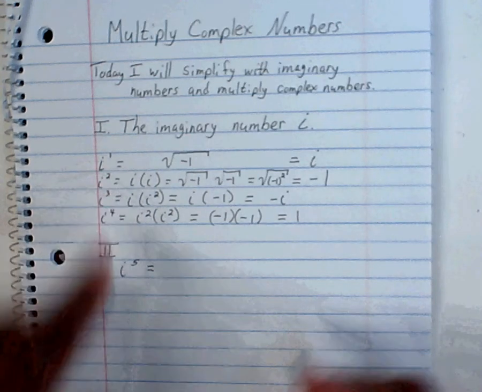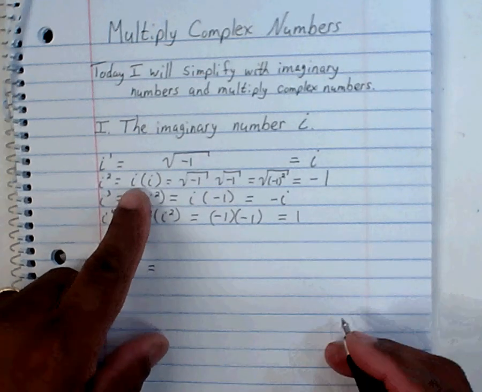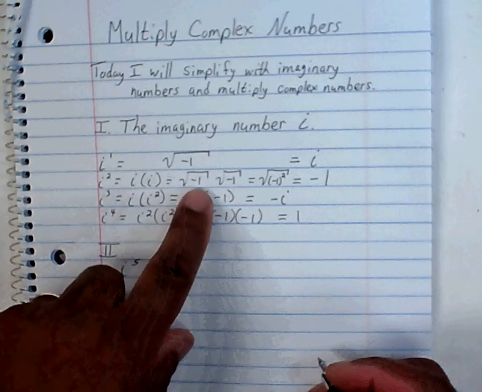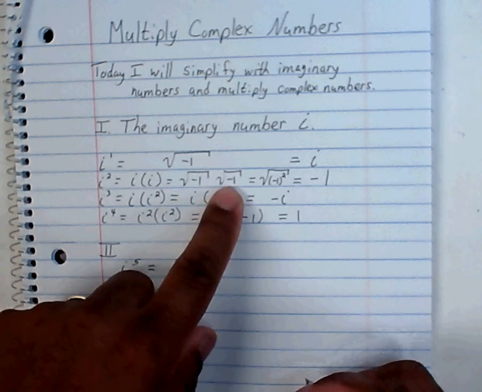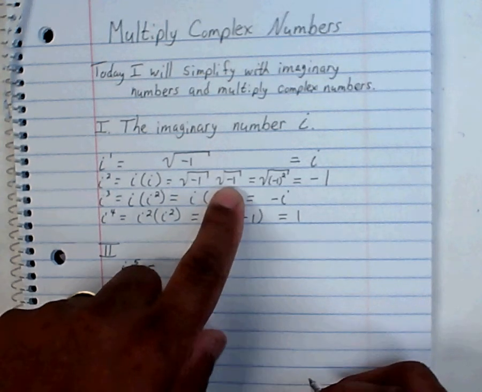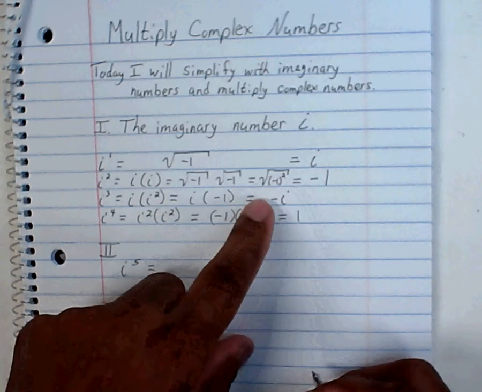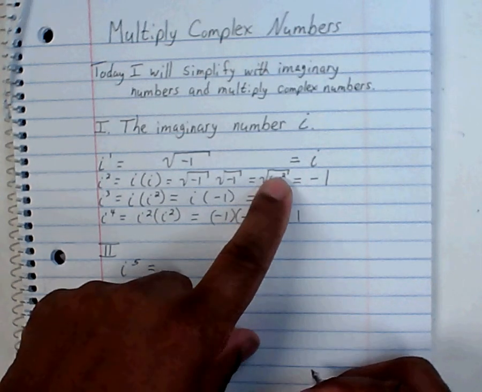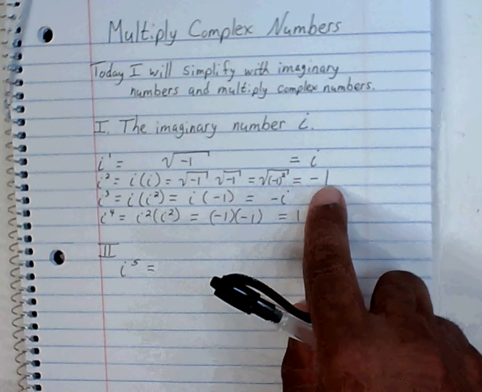If we continue the pattern and go to i squared, you can see that i squared is the same as i times i. The i is the square root of -1, and square root of -1 again. And so we multiply those together. The shortcut would be to write down square root of -1 where that's squared. Remember that square root and squaring are inverses of each other, so they cancel each other out. We're left with the -1.